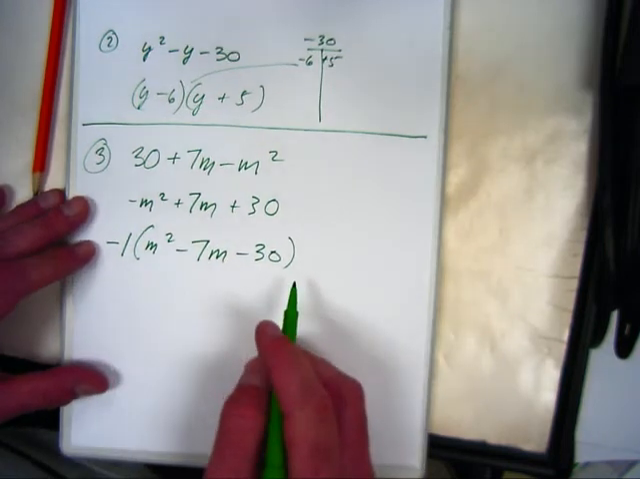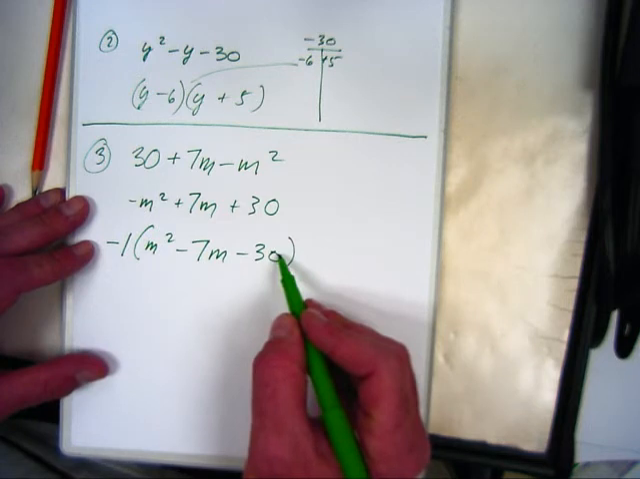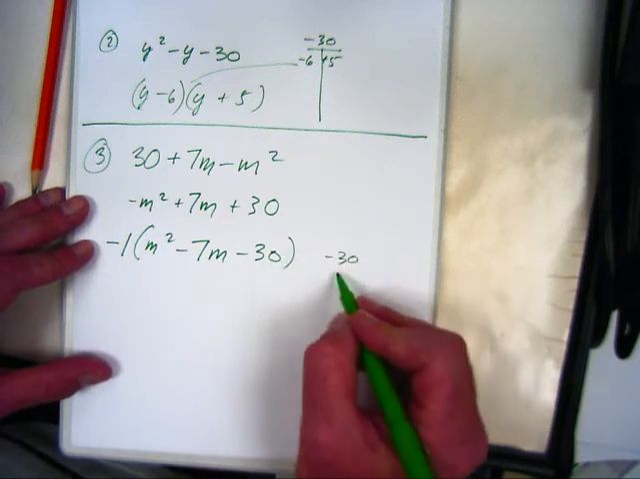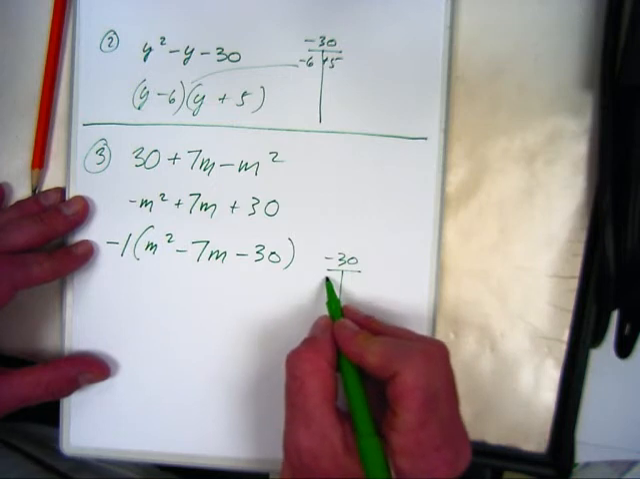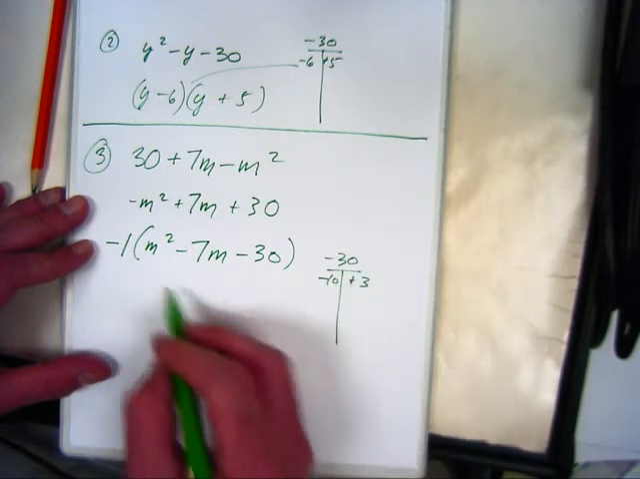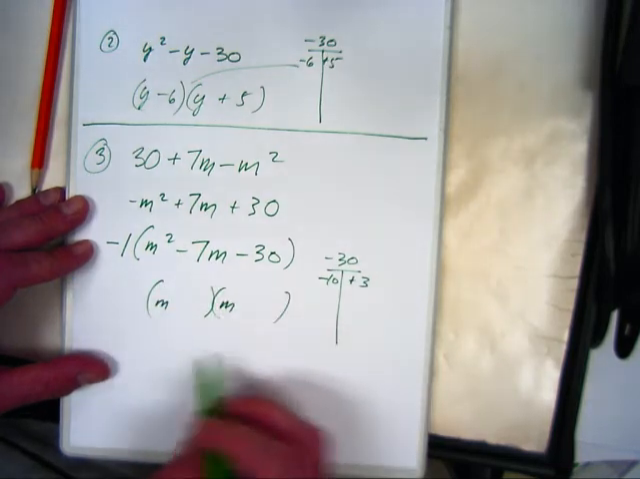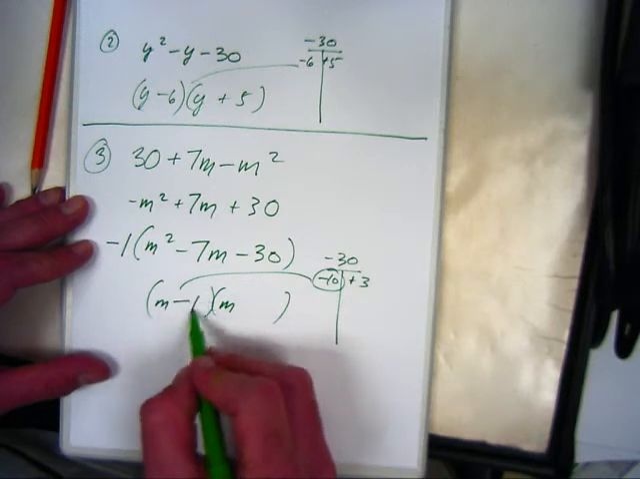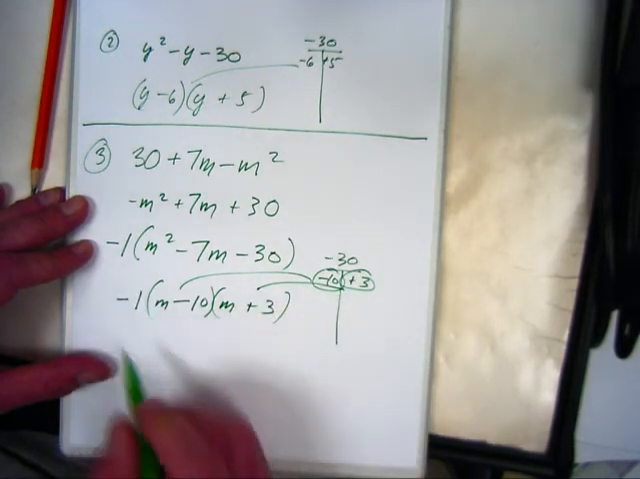I don't see any GCFs. I do not see a coefficient here, so I'm going to do the CAT's method. What multiplies to negative 30 and adds to negative 7? I'm thinking negative 10 and positive 3. So inside these parentheses now, I have my m's, and then I just have a negative 10 and a positive 3. This negative 1 comes down.